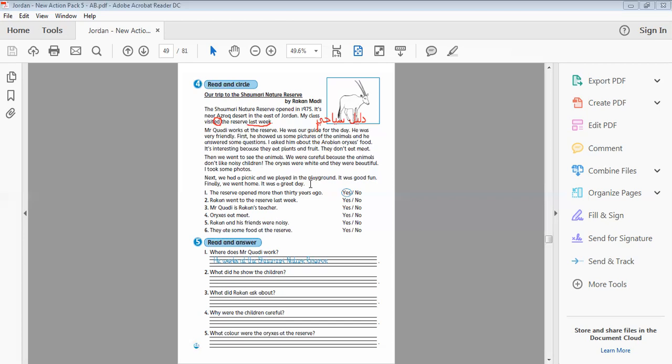Okay, now you have to answer here with yes or no. One. The reserve opened more than 30 years ago? Yes, because the reserve opened in 1975. Two, Rakan went to the reserve last week. The answer is yes, last week.